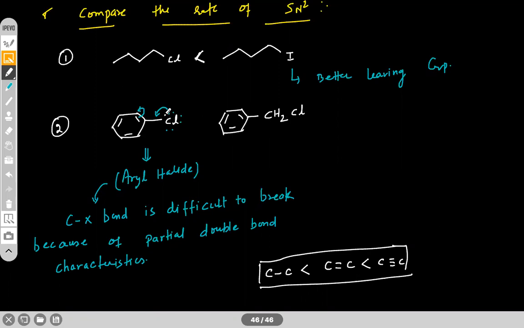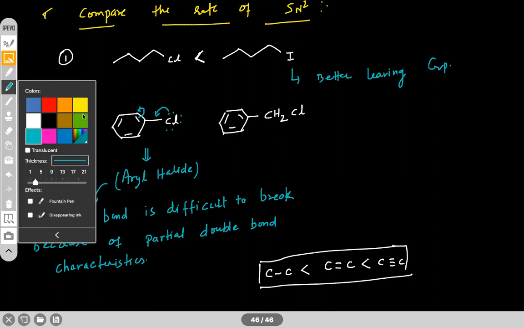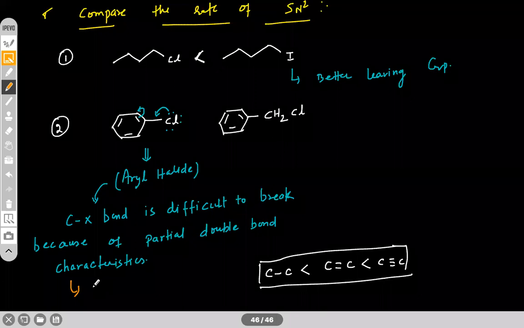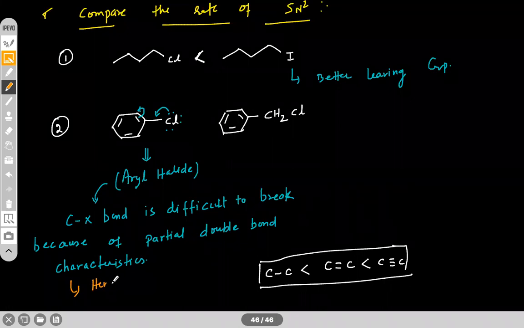And since the bond is stronger, it is difficult to break this bond. And when it's difficult to break this bond, this chlorine has less tendency to go out as a leaving group, right? So in this case, we can say the halogen is a poor leaving group in case of aryl halide. Not in general, particularly in this case, right? Hence, a poor leaving group.